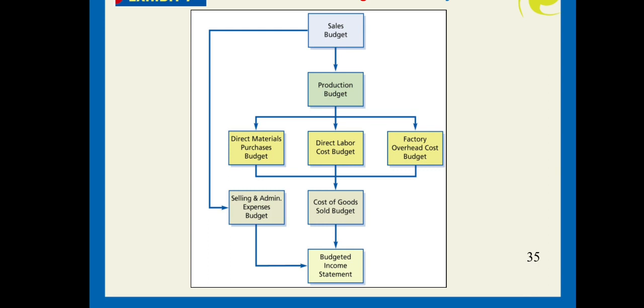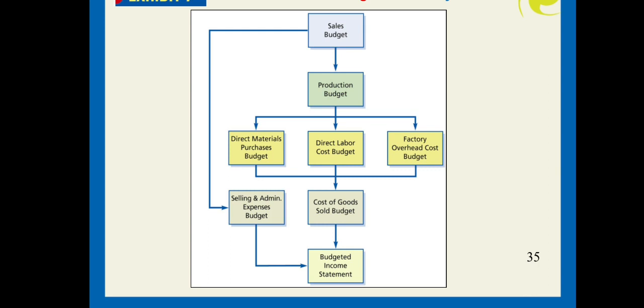After you know how many units you will produce next month, then you can prepare the budget for direct material, the budget for direct labor, and the budget for overhead. You can see the yellow boxes there. After you have prepared the budget for direct material, direct labor, and overhead, you can prepare the cost of goods sold budget. And then after that, you can prepare the income statement budget.